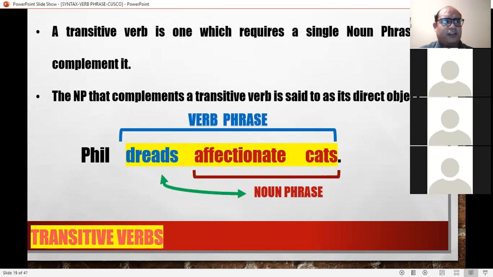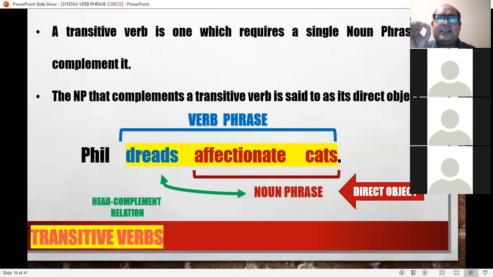Don't forget, here you have a relationship, all right? So dreads requires, needs a noun phrase to have a complete meaning. To have a complete meaning, this verb needs a complement. And this complement is a noun phrase. And the noun phrase here is the direct object. The function of the noun phrase here in the sentence is as a direct object.